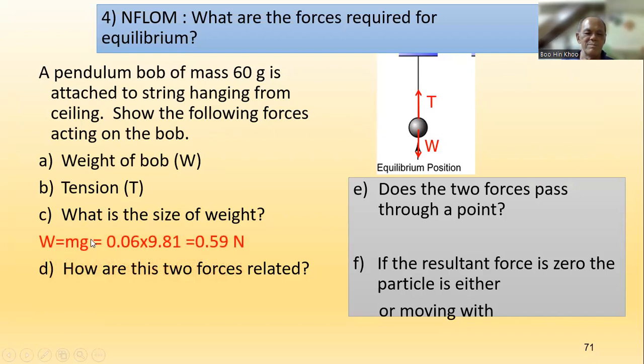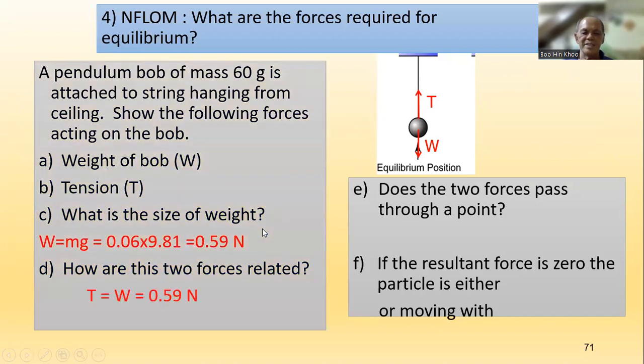Size of weight, we use mg. Change it to kilogram. That's 9.81. 0.59 Newton. How are the two forces related? They are equal to each other. Tension balances your weight. That's why it stays stationary. Do the two forces pass through a point? Yeah. It passes through the center of gravity.